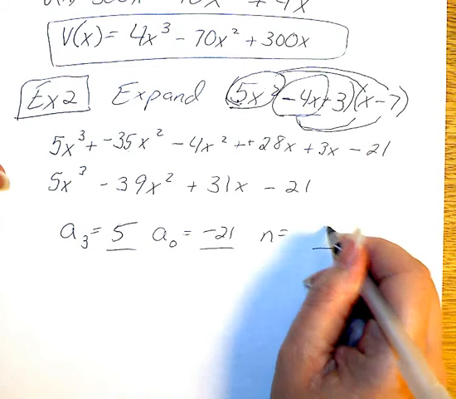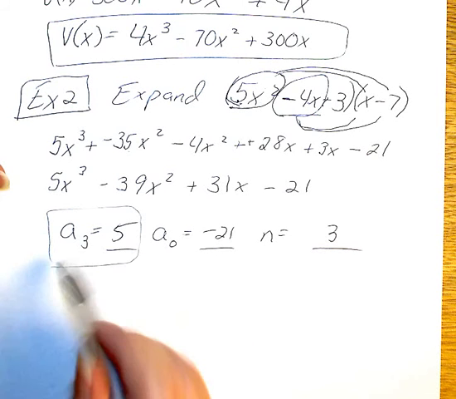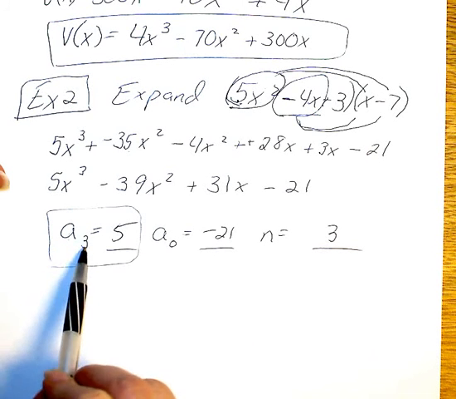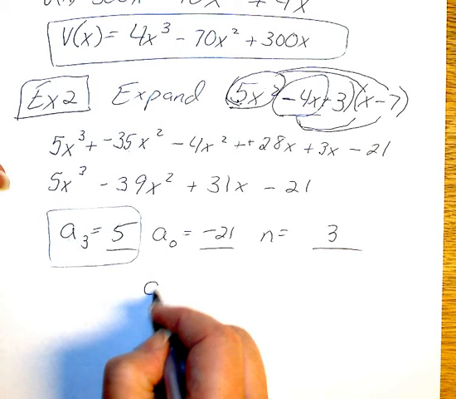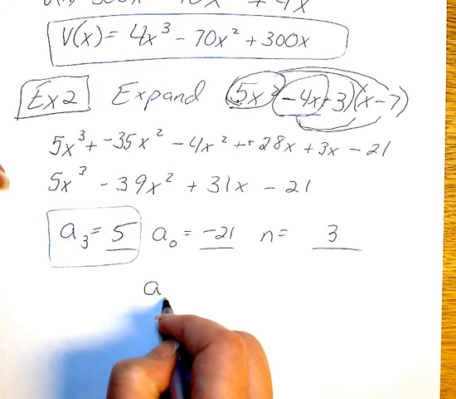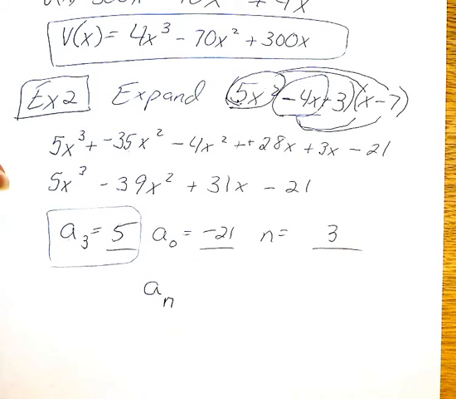3. Very good. Does anybody know what else I could have called a sub 3? Not a cubed. If we're going to put a number, it's going to be 3. But remember, it also could have been a sub n. If they say a sub n, because a sub n means your leading coefficient. So that would have been also 5. All right. Questions?